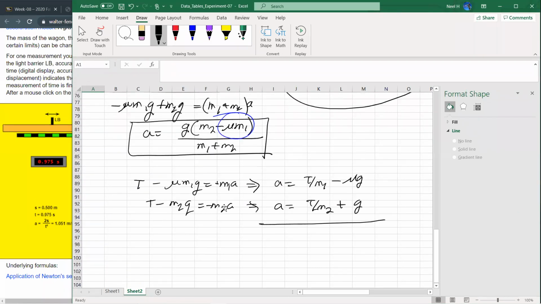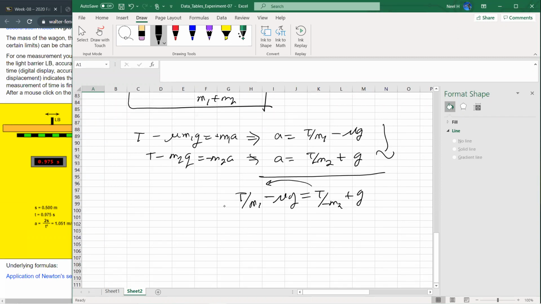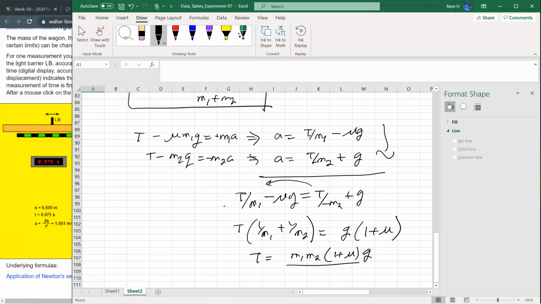So if you set these two equal to each other, you can find T. T over m1 minus mu g is equal to T over negative m2 plus g. Bring the T's to one side, then you can have the answer. 1 over m1 plus 1 over m2 is equal to g times 1 plus mu. Then your T is equal to m1 m2 times 1 plus mu times gravity over m1 plus m2.